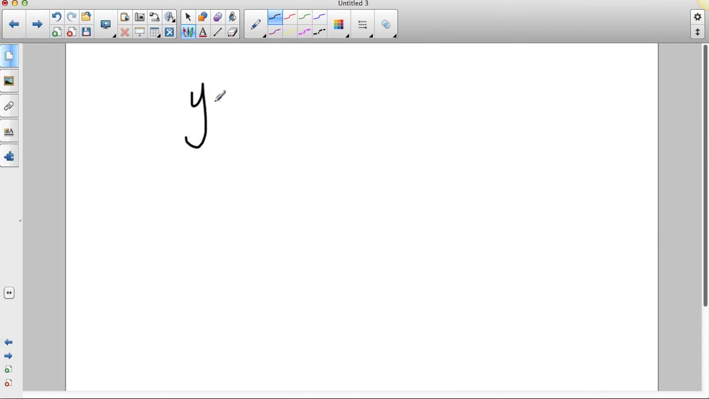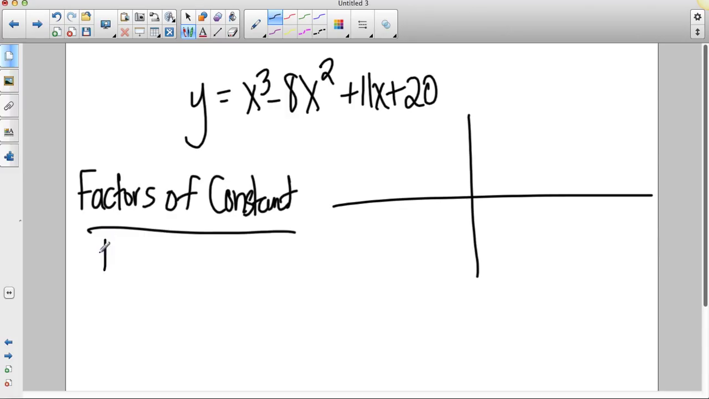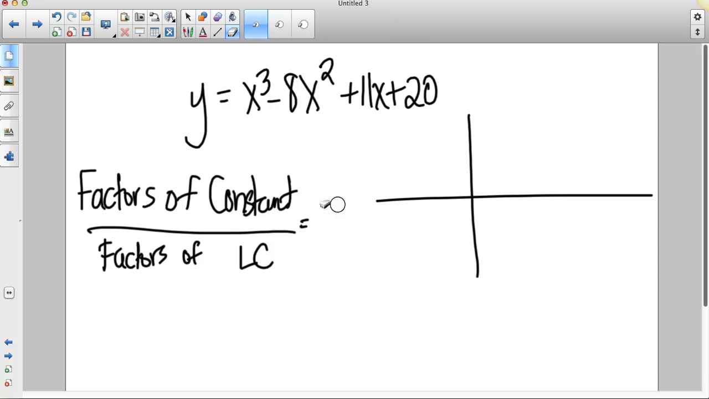Recall this conversation from yesterday. Don't write this down. How did I get possible rational roots in a polynomial? Do you remember? I put the factors of the constant over the factors of the leading coefficient. You remember me talking about that yesterday? Okay, what's the factors of the constant? What is the constant? 20. So what goes into 20? 4, 5.